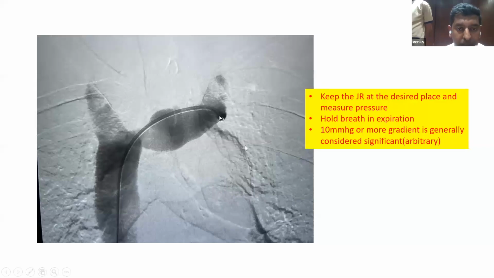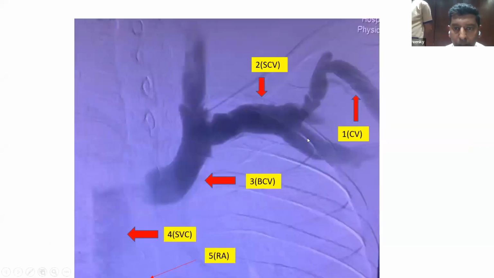You keep the JR at the place where you want to measure the pressure and ask the patient to hold the breath in expiration so that there will not be any respiratory variations in the pressure. And any difference of 10 millimeters or more is generally considered significant across the lesion, though the number is arbitrary. So these are the areas where we measured the pressure. As you can see, there are two prominent lesions. There is a lesion in the cephalic arch, and there is a lesion in the brachiocephalic vein.